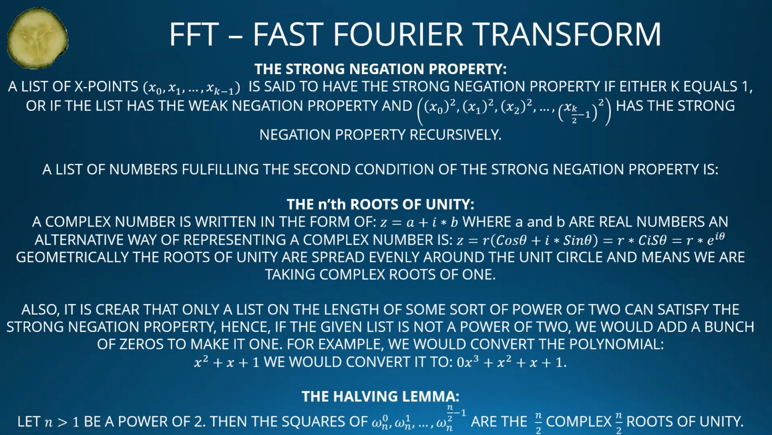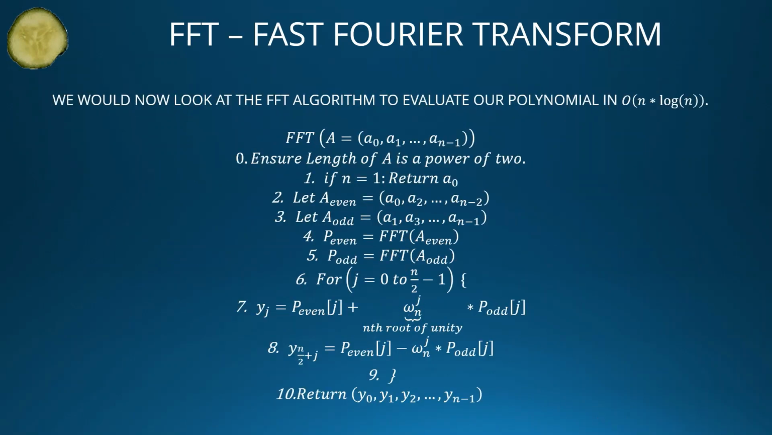The halving lemma. Let n larger than 1 be a power of 2. Then the squares of the omegas, which are the nth roots of unity, are the n divided by 2 complex n divided by 2 roots of unity. We would now look at the FFT algorithm to evaluate our polynomial in O(n log n).